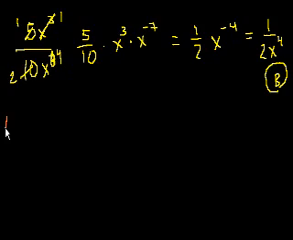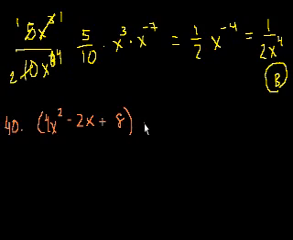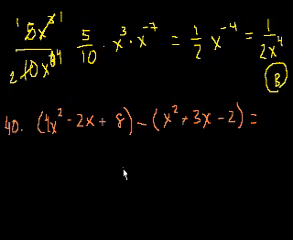Problem 40. This looks like a simplification. They write 4x squared minus 2x plus 8 minus x squared plus 3x minus 2 is equal to. So the key here is just to realize that this is a minus, right? So you could kind of view it as a plus minus 1 times this whole thing. So we're just going to have to distribute that out.